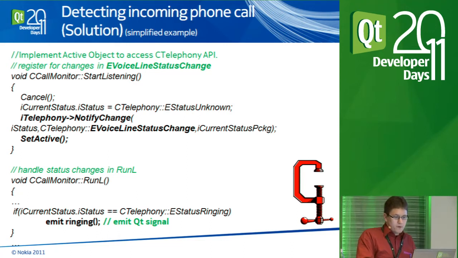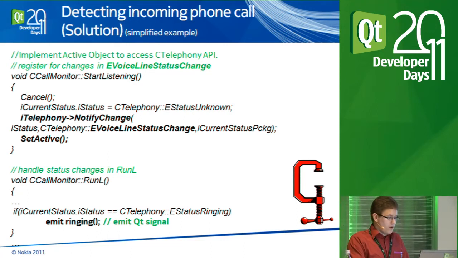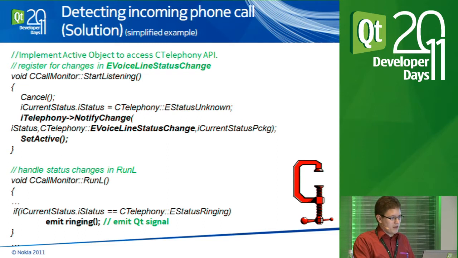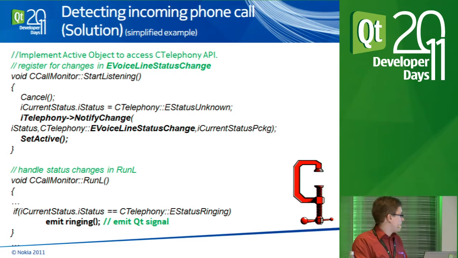And for detecting the incoming phone call, well, the Telephony API is the thing that helps you again. What you need to do is register for changes in e-voice line status change and implement the active object again. And once the active object completes, you know that there is some status change happening, and you can, for example, in this case, emit a signal that a phone is ringing.